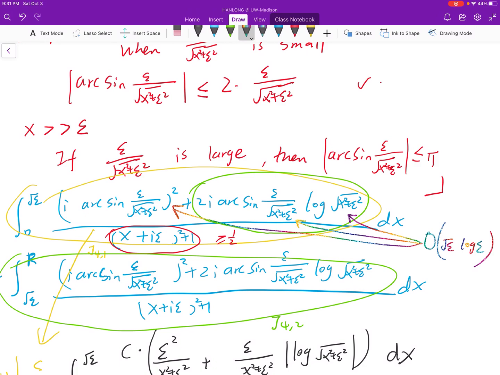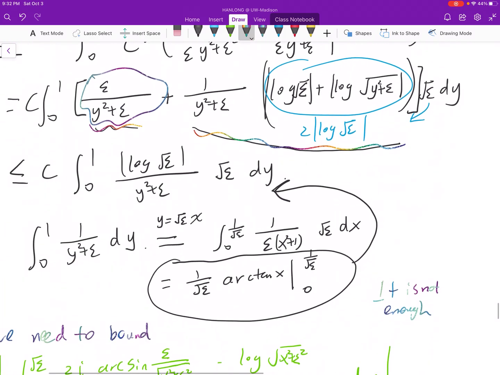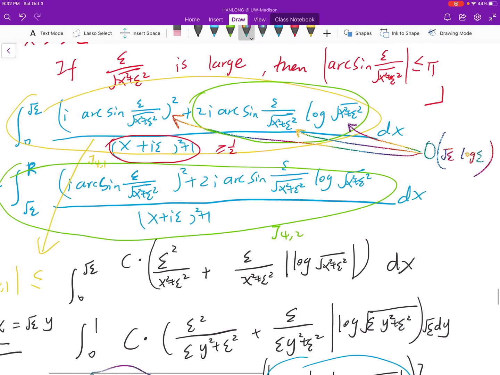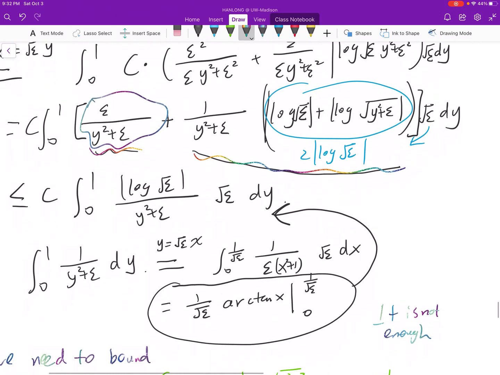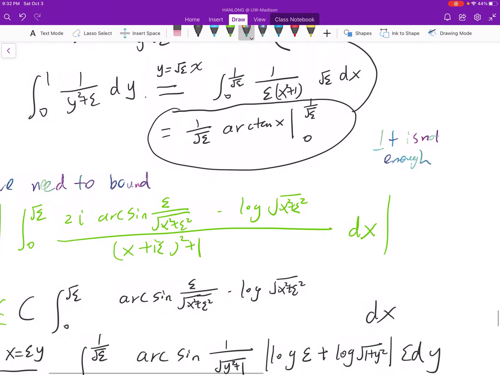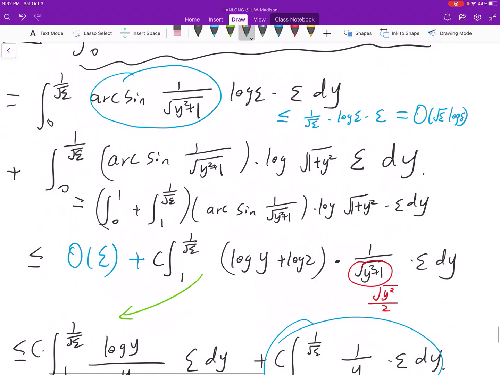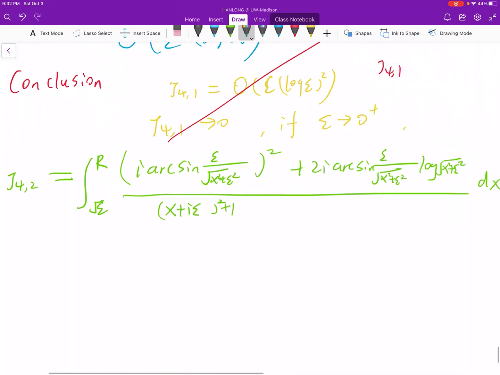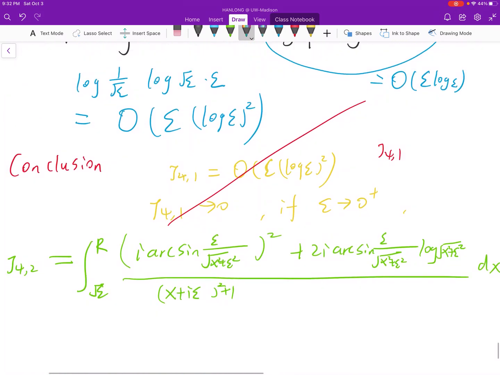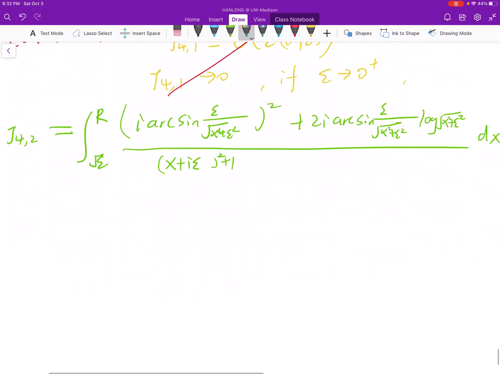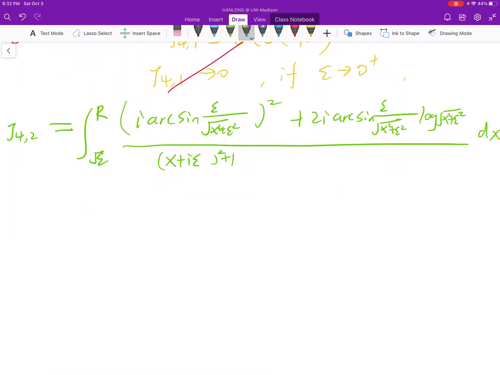Yes, although our estimate is better, for the purpose of the vanishing conclusion, you don't need to be that sharp. Okay, and now for this one, we can plug in, take the absolute value.